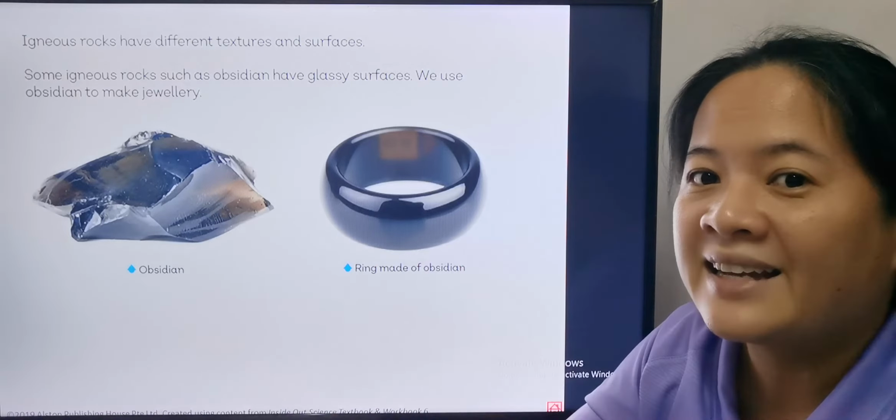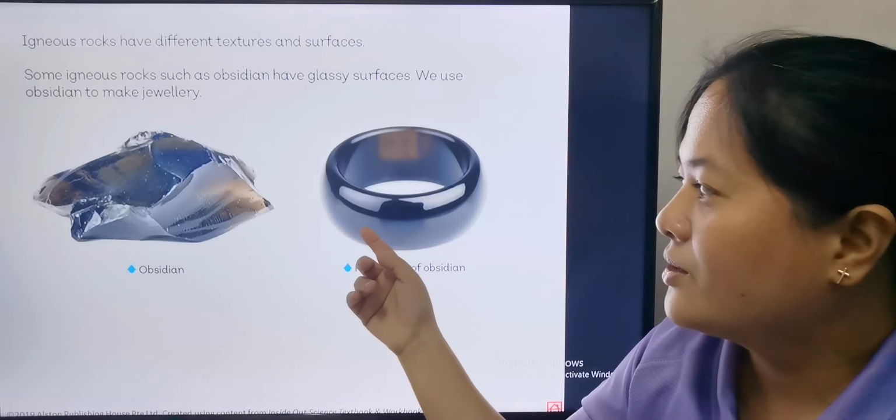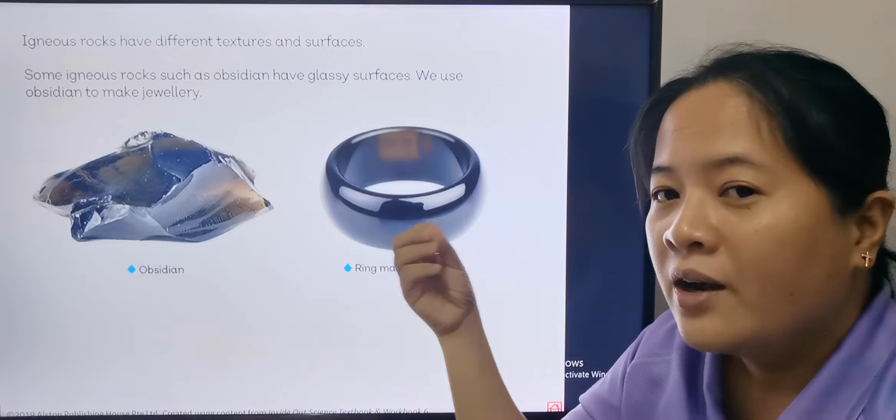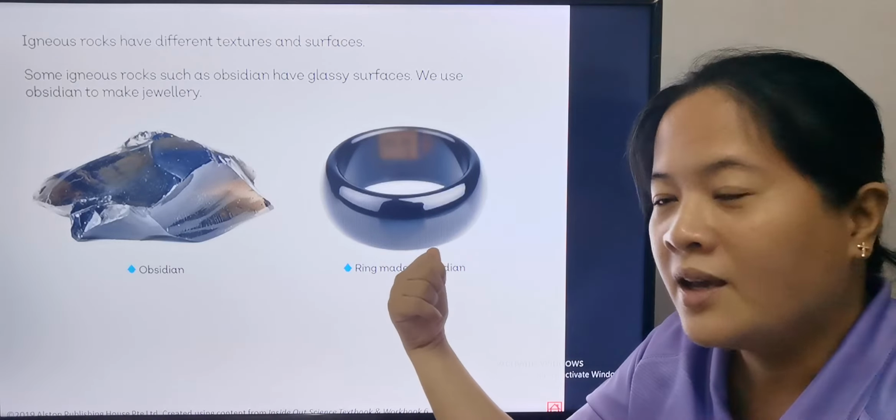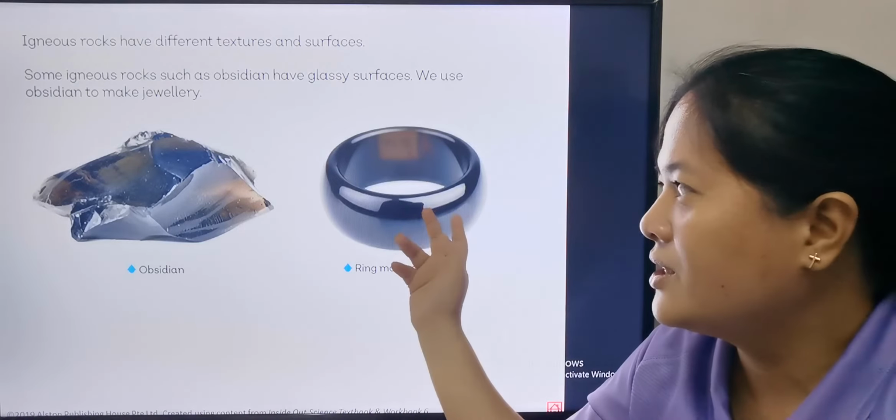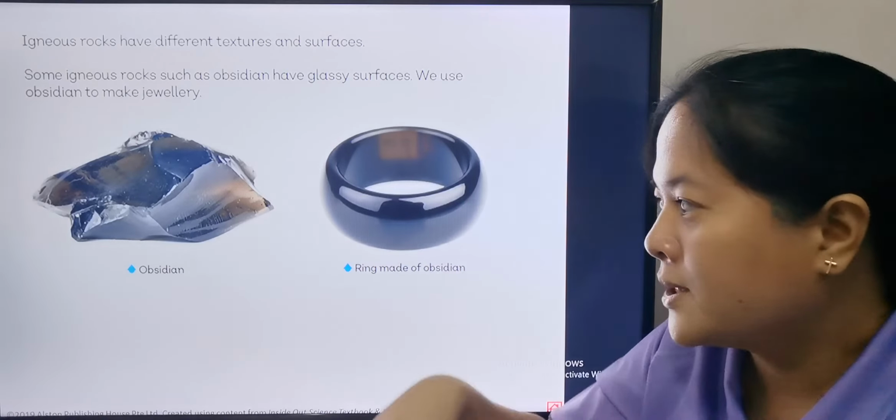It looks like a black glass. Okay, so obsidian is usually used to make jewelry. Okay, so this is a ring made from obsidian.